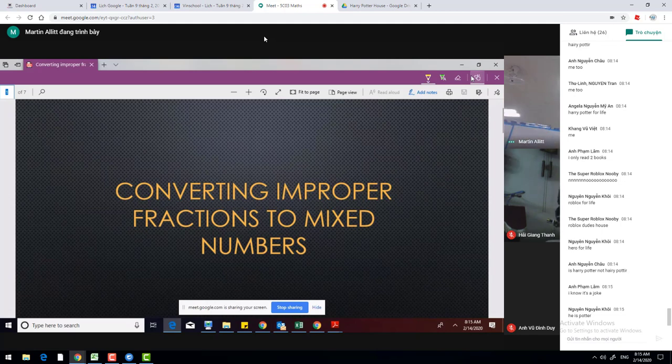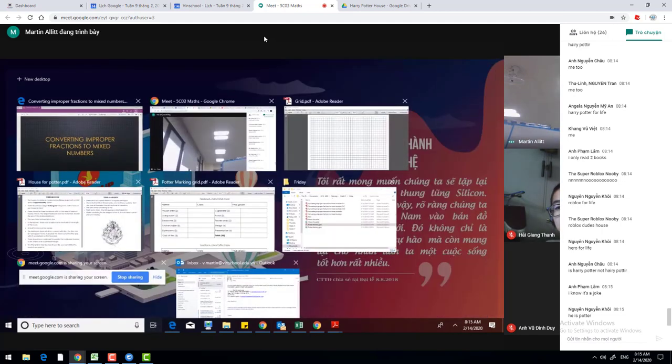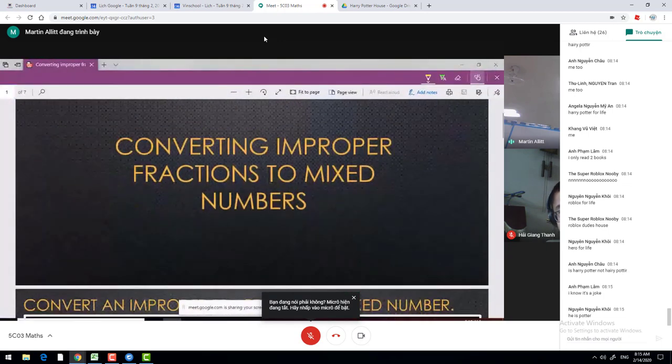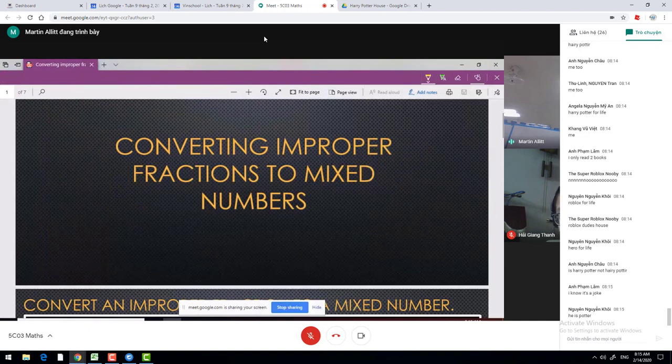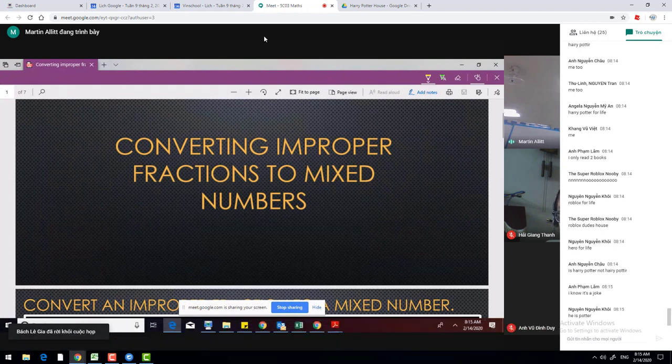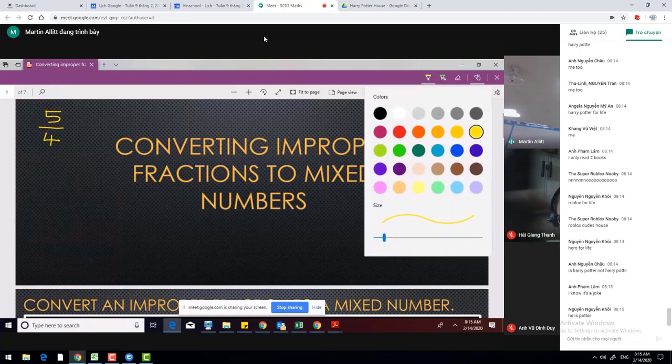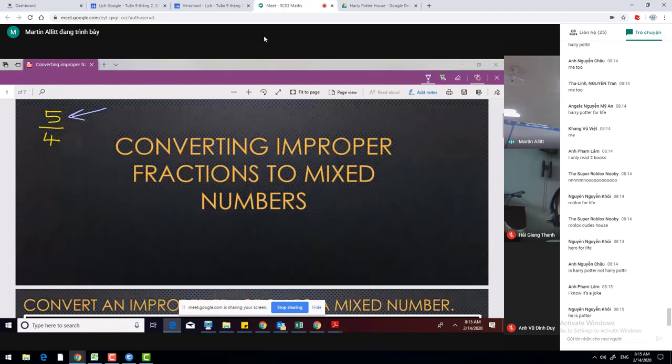So first of all, I'll just tell you an improper fraction is a fraction where the top number, the numerator, is larger than the denominator. So an example of an improper fraction might be, say, 5 quarters. This is an improper fraction because this, the numerator, is larger than this, the denominator. It's an improper fraction.